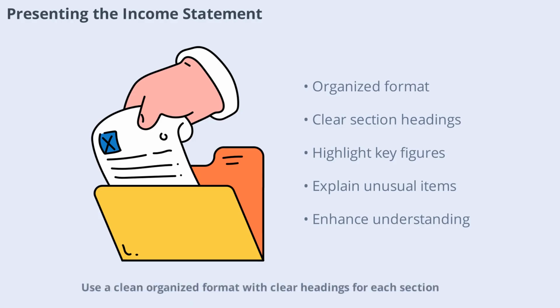Use a clean, organized format with clear headings for each section. Highlight key figures like gross profit, operating income, and net income so they stand out. If you're sharing the statement with others, consider adding brief explanations for unusual items or significant changes. A well-presented income statement makes it easier for others to understand your business's financial performance.